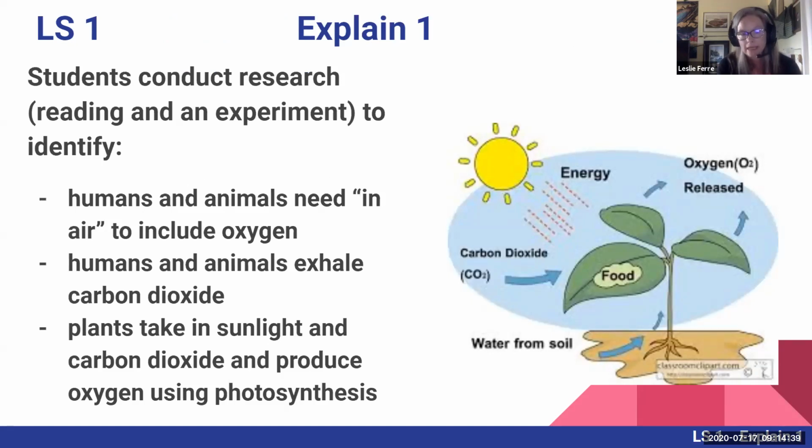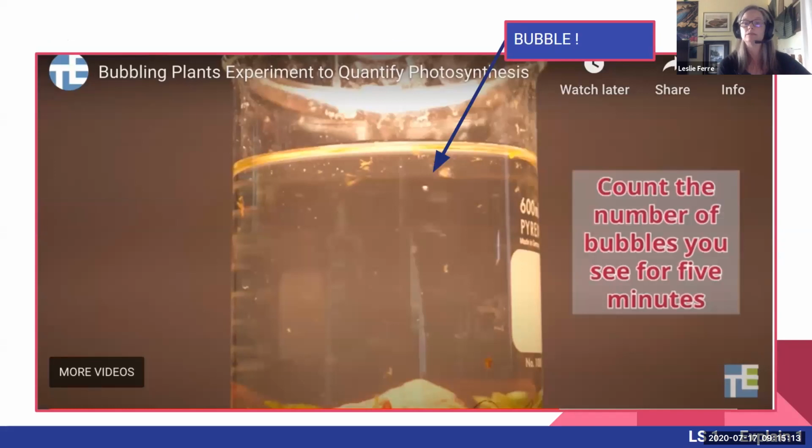In the explain, students are going to do research two ways. They're going to do some readings, but they're also going to do an experiment. At the end, they will have identified those 3 bullet points. Humans need in air to include oxygen. Humans and animals exhale carbon dioxide. And plants take in sunlight and carbon dioxide and produce oxygen using photosynthesis. I deliberately didn't write O2 and CO2 on the slides because we're not talking at the level of chemical formulas at this point. Nothing against them, but they don't need to be known.